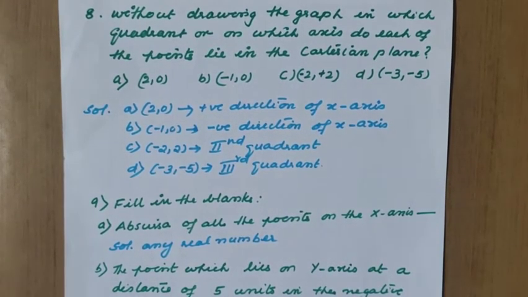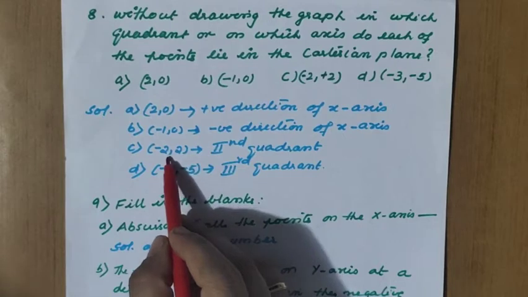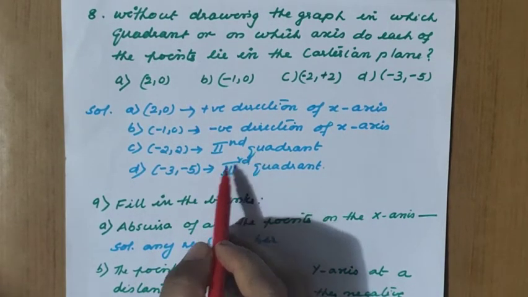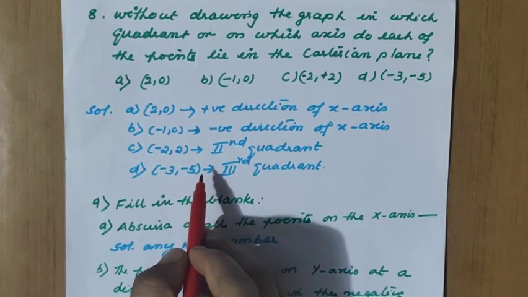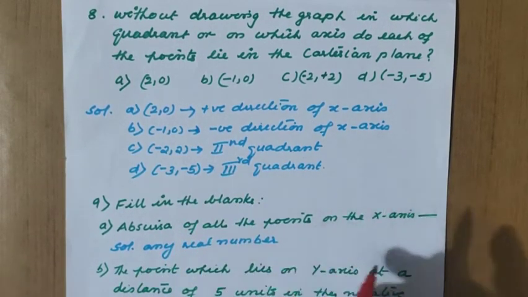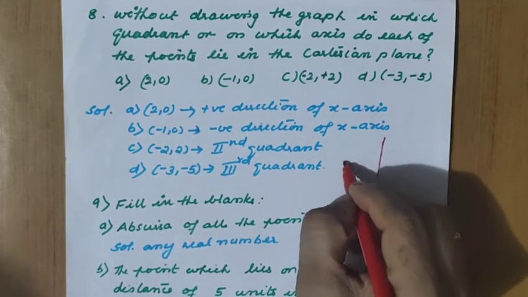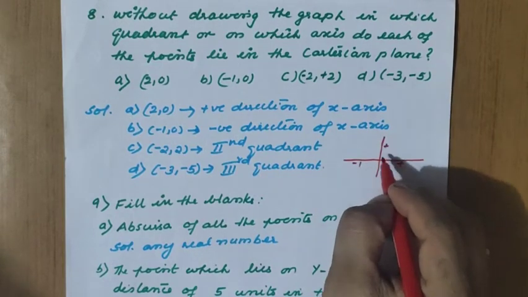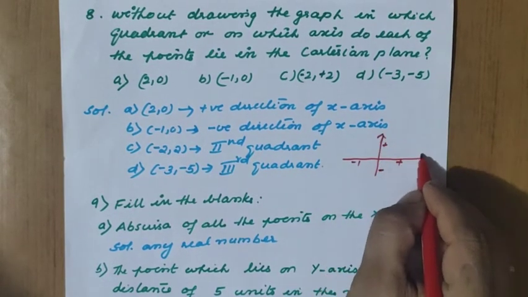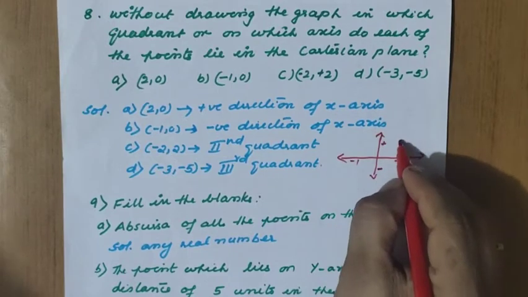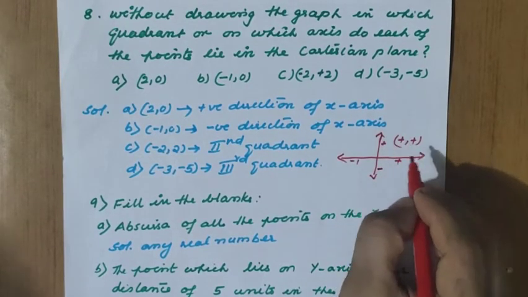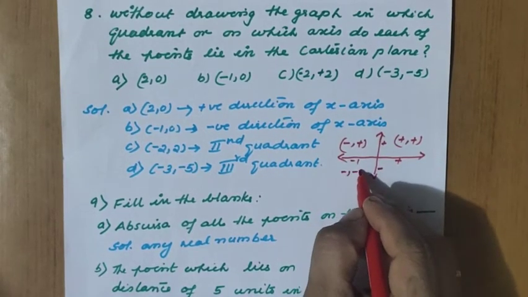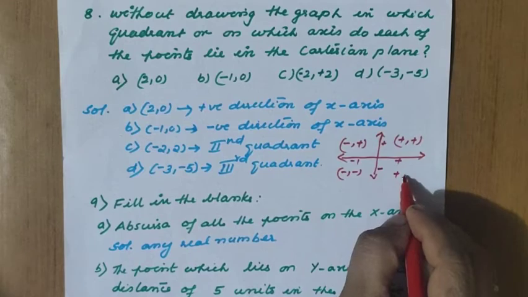Next, minus 2, 2. That is, x value is negative, y value is positive. Naturally which quadrant is it? Second quadrant. Now minus 3, minus 5, that means both values are negative, so it is in the third quadrant. If you go for the diagram, we know the signs: what is the format for the first quadrant? Plus plus. Here minus plus, again the third one is minus minus, again plus minus.